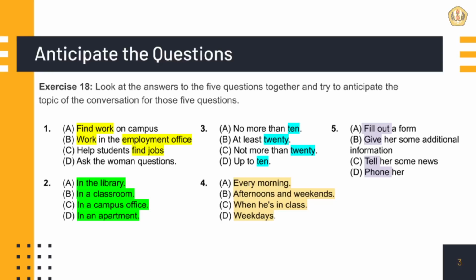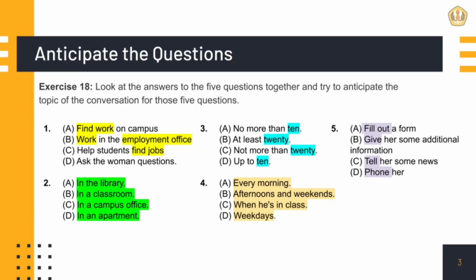Now let's listen to number two. Number 2. Where does the conversation probably take place? Right, so it's a where question. And number two, the correct answer is, of course, C, in the campus office, because he's a student and probably the woman is a staff member, maybe, at the campus office.